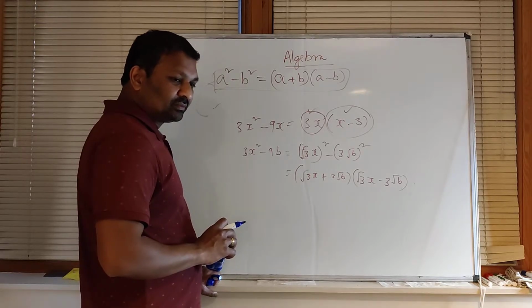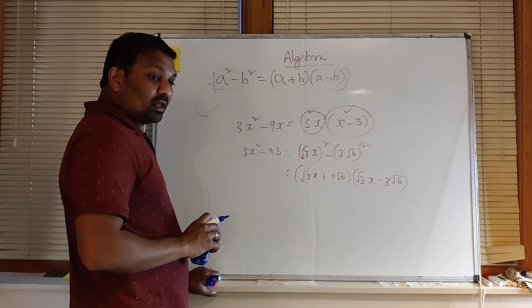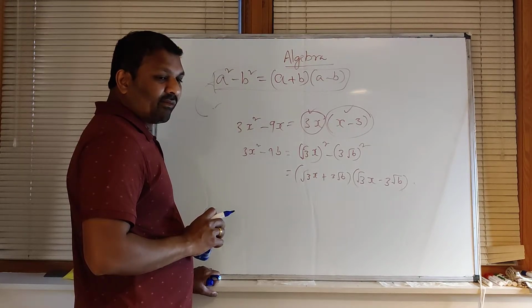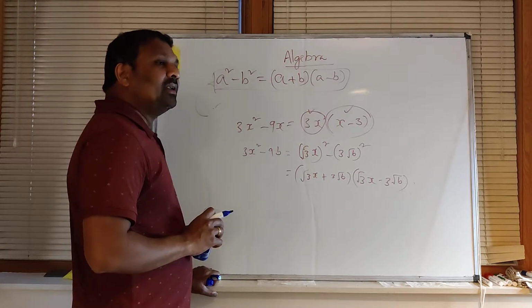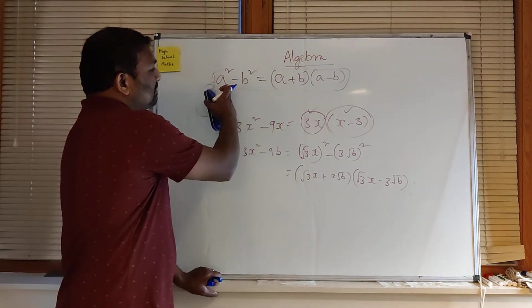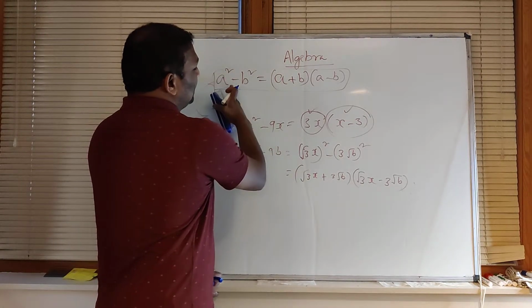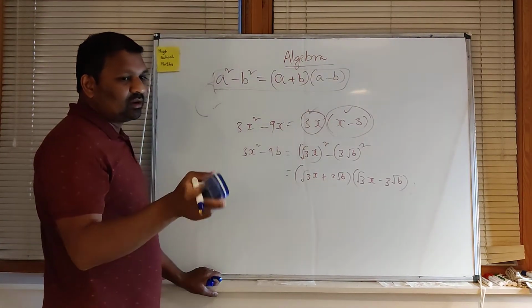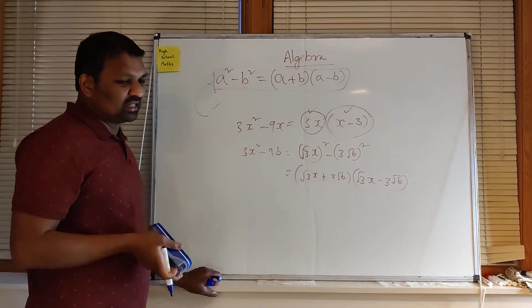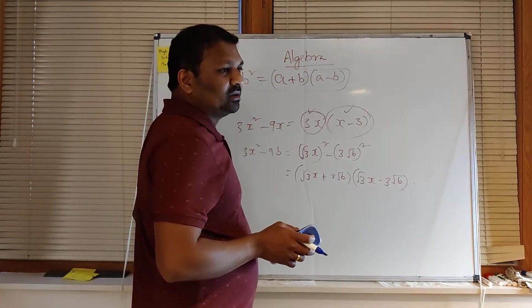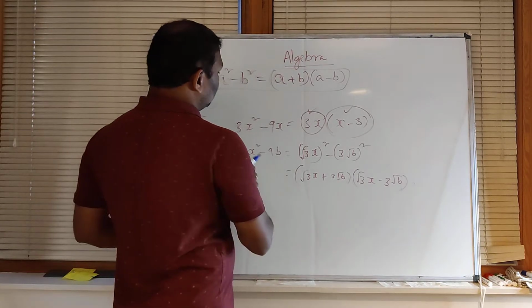Even if it is a plus? If it is a plus, you only take a common. Common is the only technique you have to use if there is a plus. But if it is a minus, you have to apply this technique: a square minus b square is a plus b into a minus b. If it is a plus, the only thing is to take out the common. There is nothing much you can do.